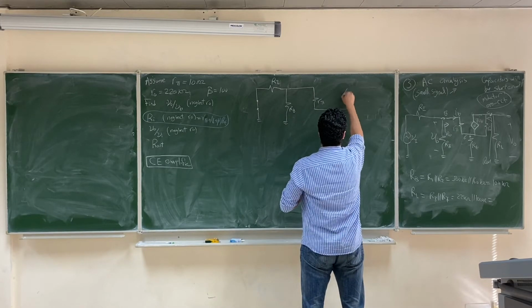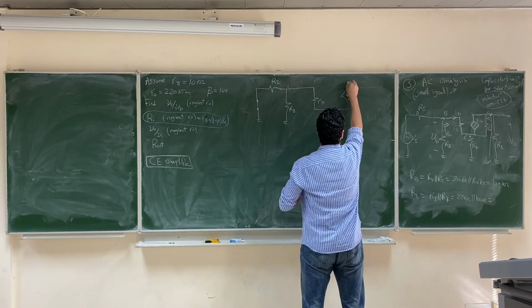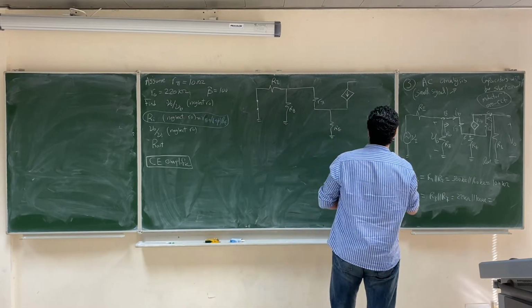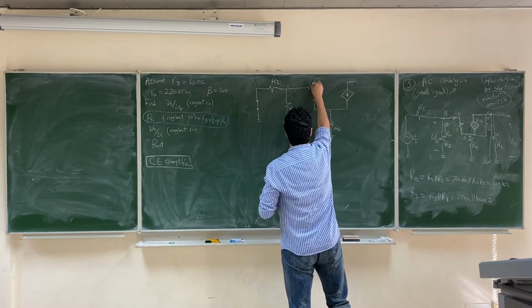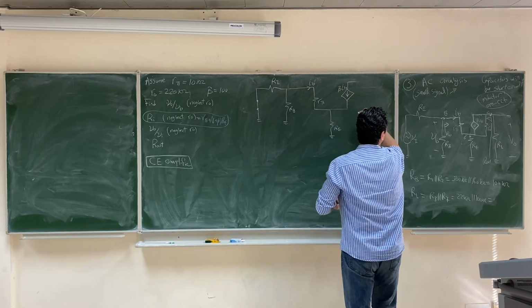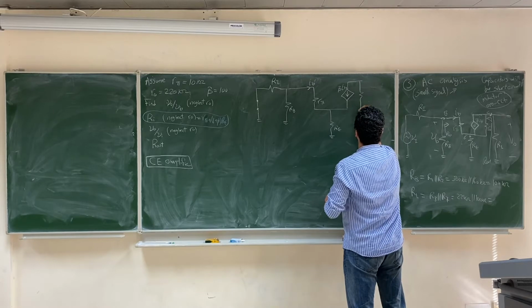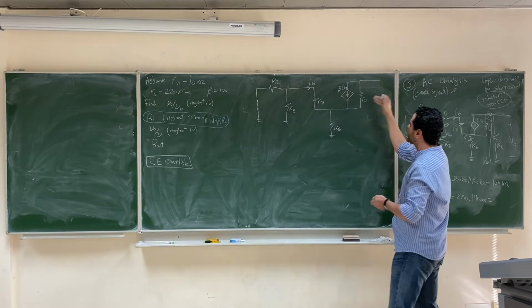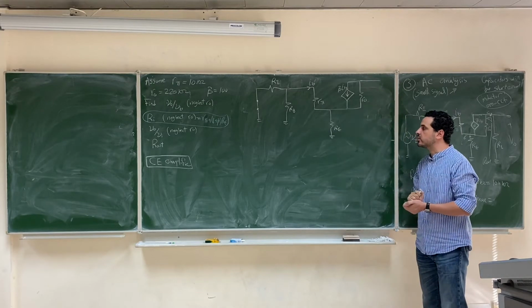Okay, then you have this dependent current source. You don't deactivate the dependent sources. You leave the dependent sources as they are. If the current here is I base, then this is beta I base. Okay, and you have a resistance RO parallel with it. And then we need to calculate the Thevenin equivalent resistance looking from here.